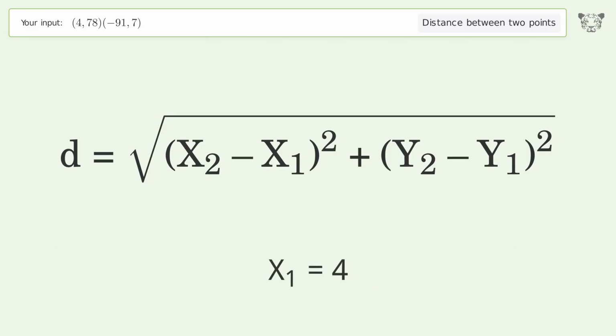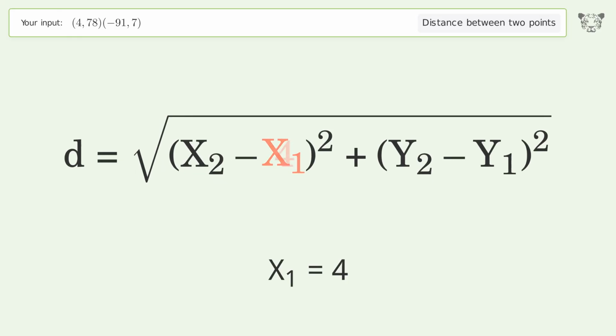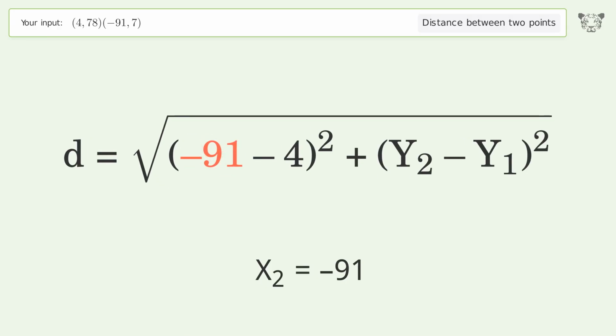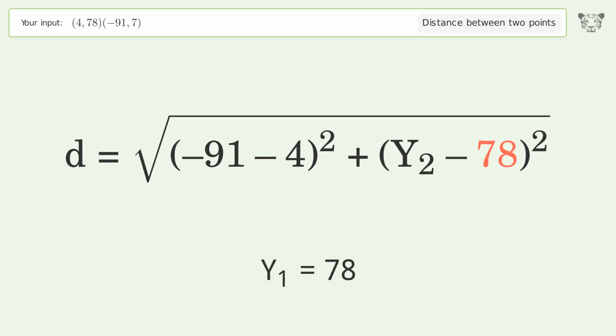x1 equals 4. x2 equals -91. y1 equals 78. y2 equals 7.